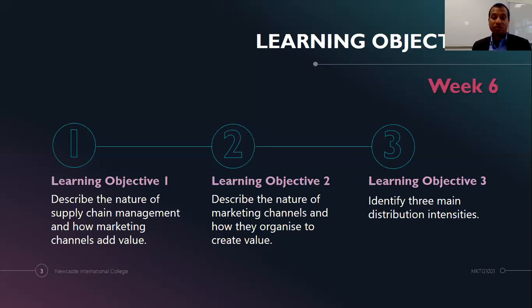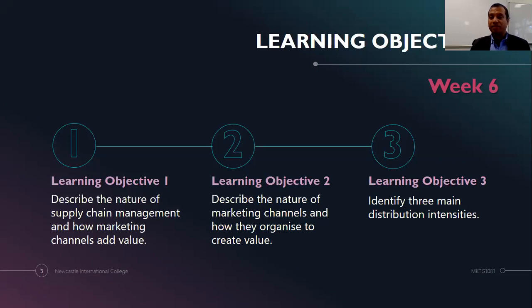The second objective is to understand the different levels of marketing channel and how they are organized to create the value. And the third objective is to identify different distribution intensities. Sometimes we have selective outlets, sometimes exclusive, and sometimes multi-channel, multi-outlets. Depending on the intensity or availability of your product in the market, we'll see the three main distribution intensities. So keep this in mind. These are three broad objectives of today's lesson.